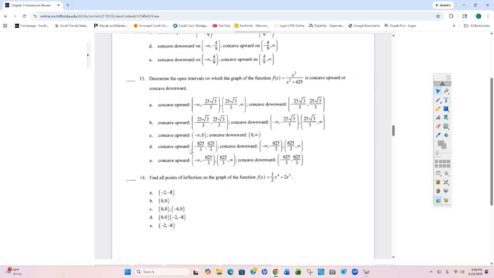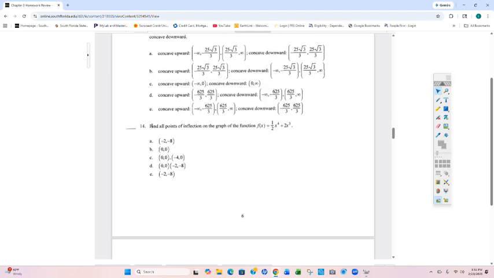D, concave upward on the interval negative 625 over 3, comma, 625 over 3. Concave downward on two intervals, negative infinity to negative 625 over 3, and then 625 over 3 to positive infinity. E, concave upward on two intervals, negative infinity to negative 625 over 3, and then 625 over 3, comma, infinity. Concave downward from negative 625 over 3, comma, positive 625 over 3. The answer to number 13 is B. That is from section 3.4.